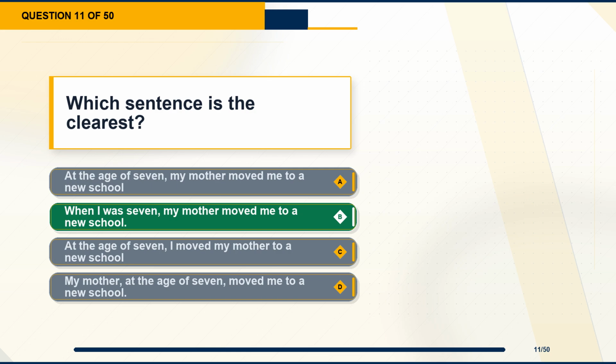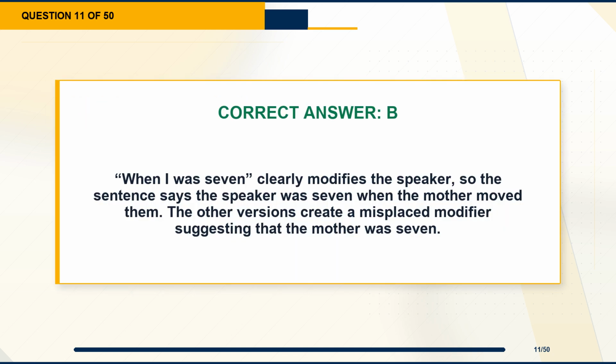The correct answer is option B. When I was 7, my mother moved me to a new school. Explanation. When I was 7 clearly modifies the speaker, so the sentence says the speaker was 7 when the mother moved them. The other versions create a misplaced modifier suggesting that the mother was 7.